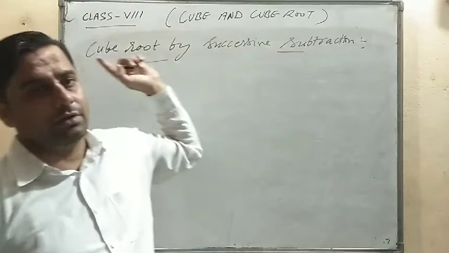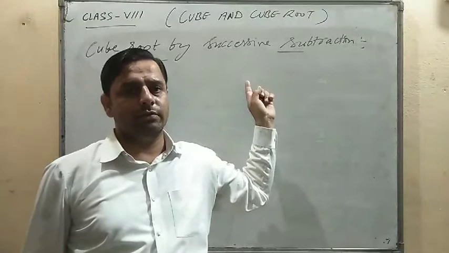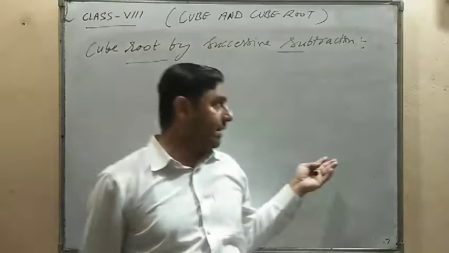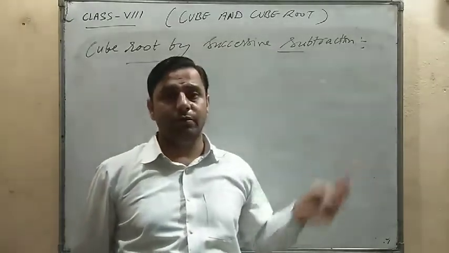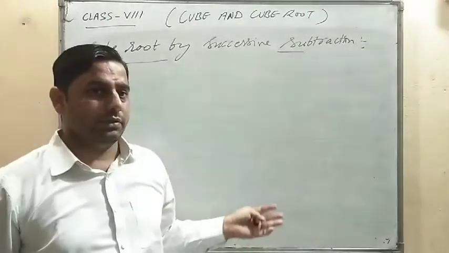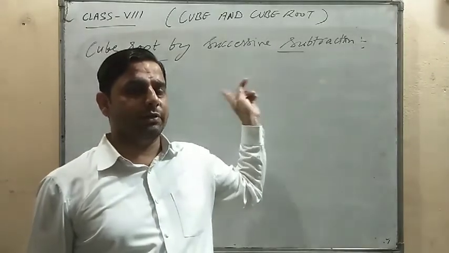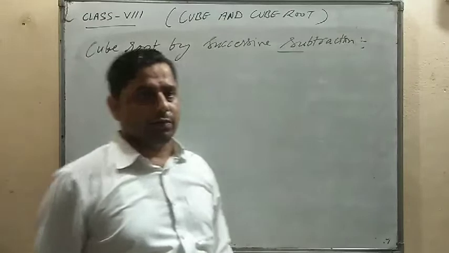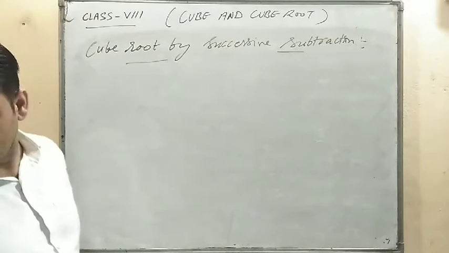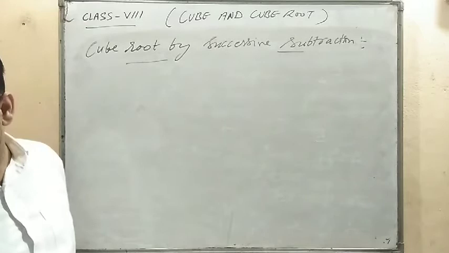In finding the square root by successive subtraction, we subtract odd numbers, but here we have to subtract the difference between the cubes of two consecutive numbers. Then we will get the resulting numbers, and those numbers will be subtracted from the given number. So firstly we will learn the rule, what type of number we will subtract.